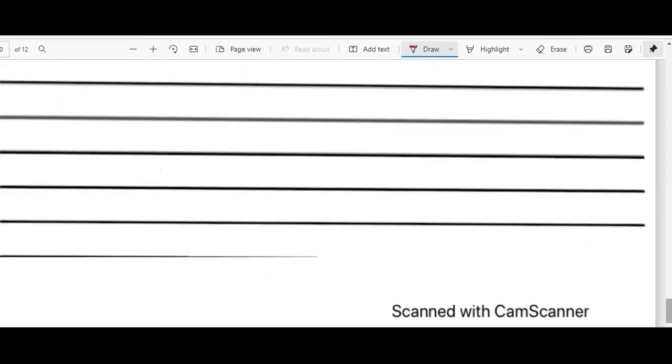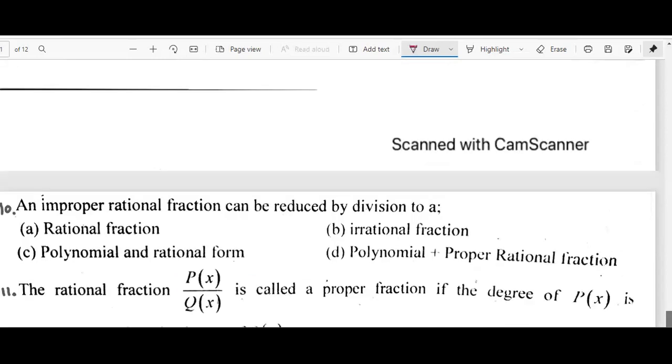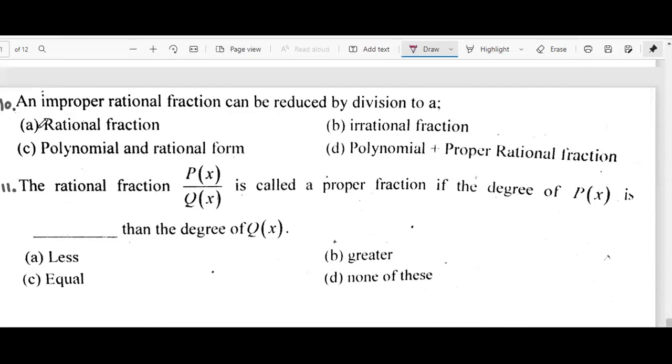Then we have the 10th question. An improper rational fraction or an improper partial fraction can be reduced by division to, okay. Now, whenever we have an improper rational fraction, we use long division to get a proper fraction, right? So we not only get a proper rational fraction, but also a polynomial. So this is the answer, right?